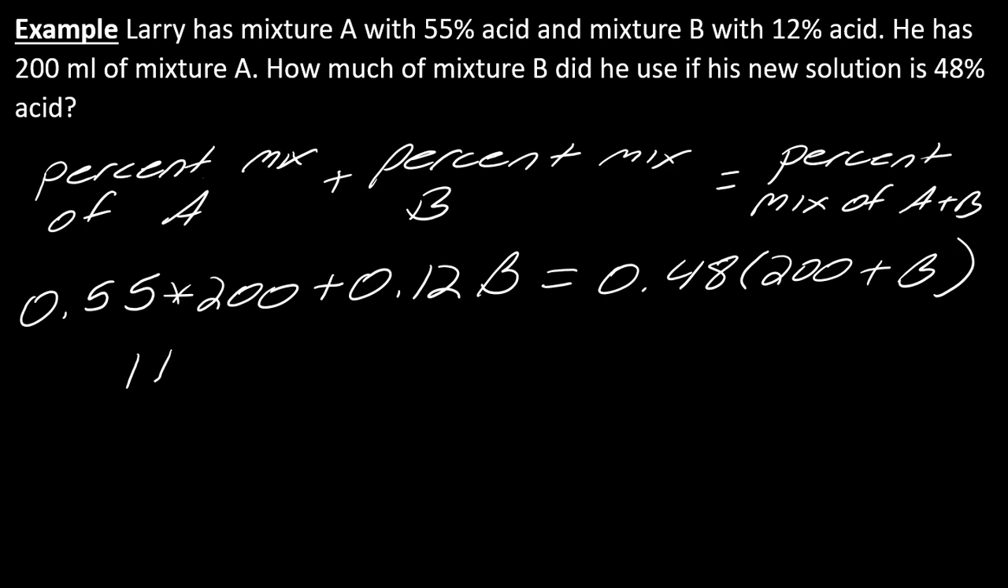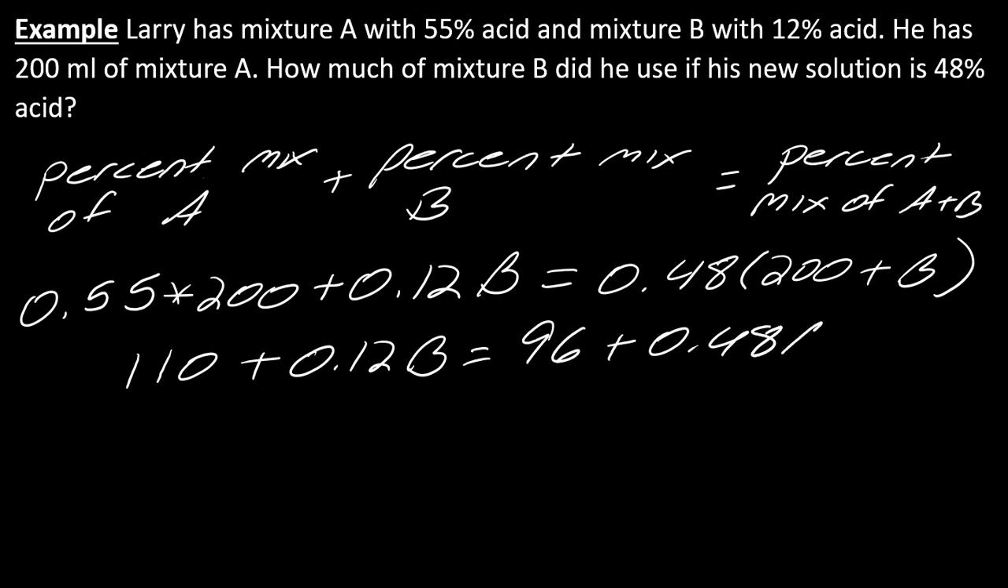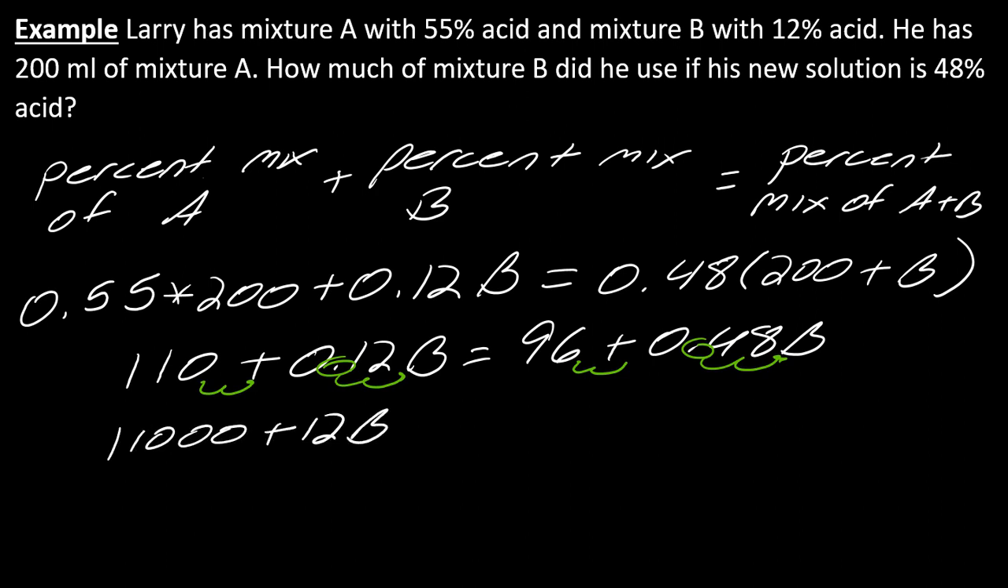So 0.55 times 200 will be 110. And then I have this 0.12b. And then that's going to equal 96 plus 0.048b. Now, I've also talked about in other videos how you can get rid of decimals. If you don't want to deal with the decimals, remember you can always just move them. So I want to move all of the decimals 2 spots over, but if I do that for the decimals, I also have to do that for the whole numbers. I've talked about this technique in other videos. I will drop a link to it in the comments if you want to see that video.